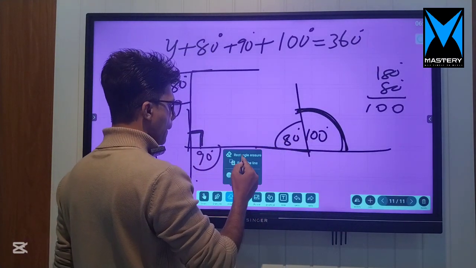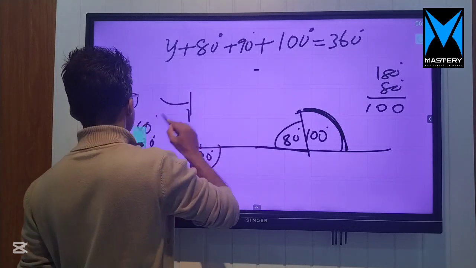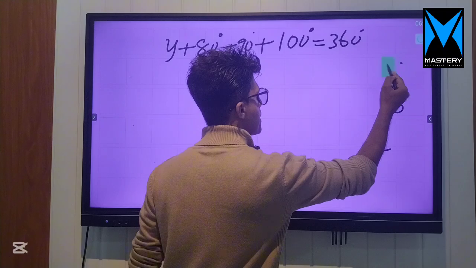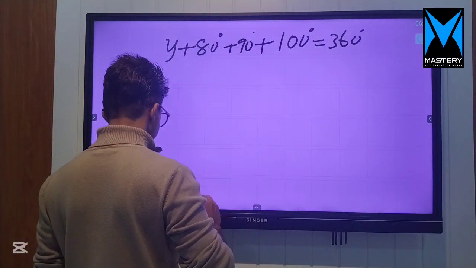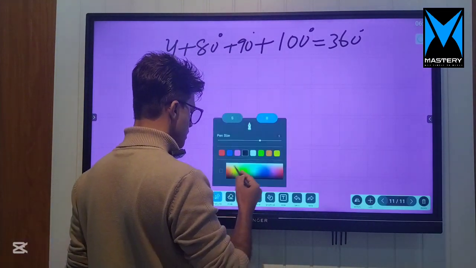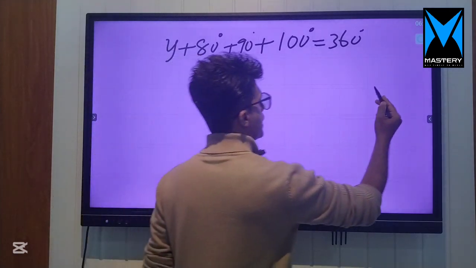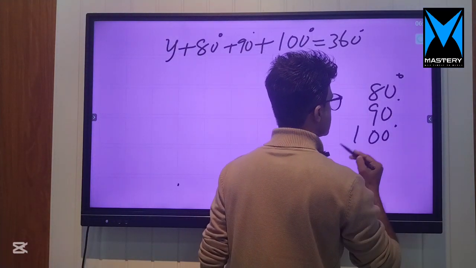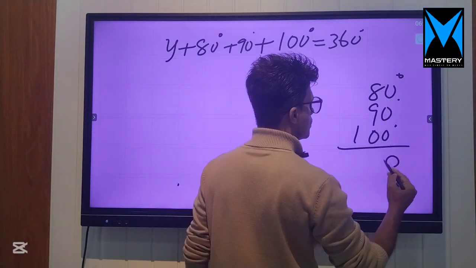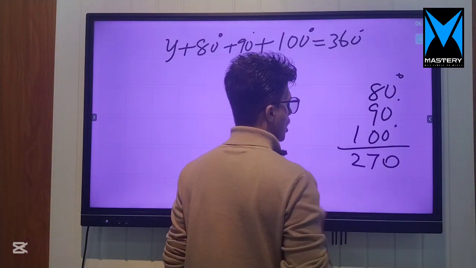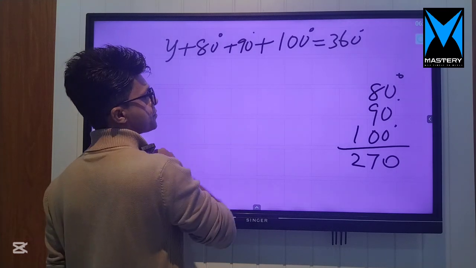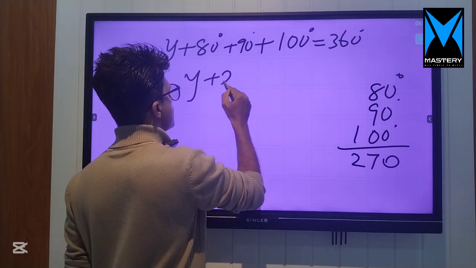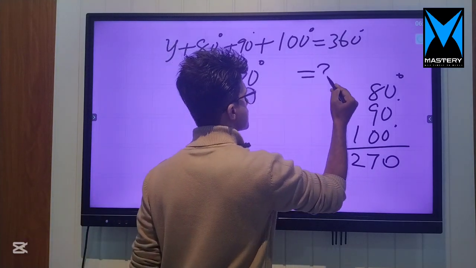Now let's obtain the value of y here. We could add these given values separately here. 80 degrees plus 90 degrees plus 100 degrees. 8 plus 9 is 17, then 270. So y plus 270 degrees equals 360 degrees.